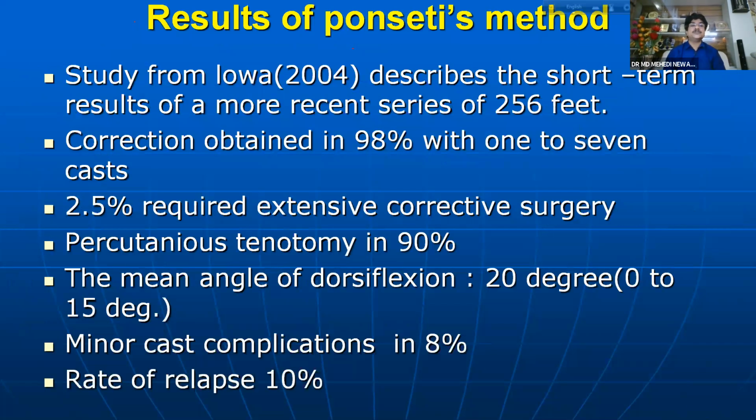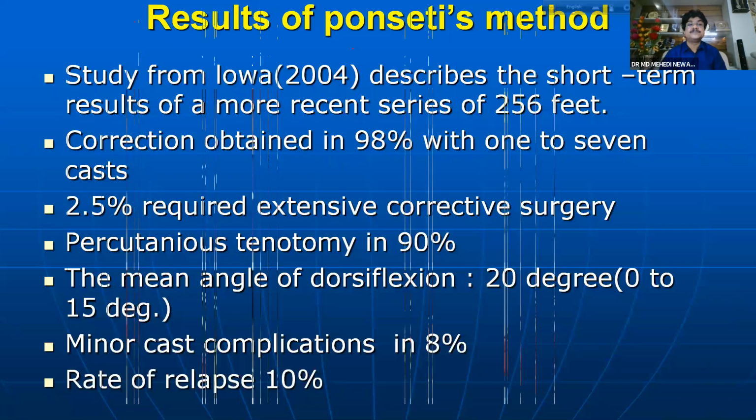Results of the Ponseti method. A study from Iowa, 2004, describes the short-term results of the more recent series of 256 feet. Correction was obtained in 98% with an average of 7 casts. 2.5% required extensive corrective surgery. Percutaneous tenotomy in 90%. The mean angle of dorsiflexion was 20 degrees, ranging 0 to 15 degrees. Minor cast complications in 8% and the rate of relapse is 10%.